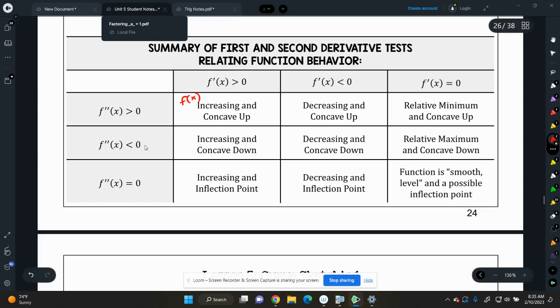Okay, so this is your summary, all right? Here we have where f double prime is less than 0. We're either increasing and concave down, decreasing and concave down, or a relative maximum and concave down. What would these look like graphically? We're talking f of x, right? So this is going to be increasing and concave up. It has to be going like this the whole time, right? Decreasing and concave up would be going like this.